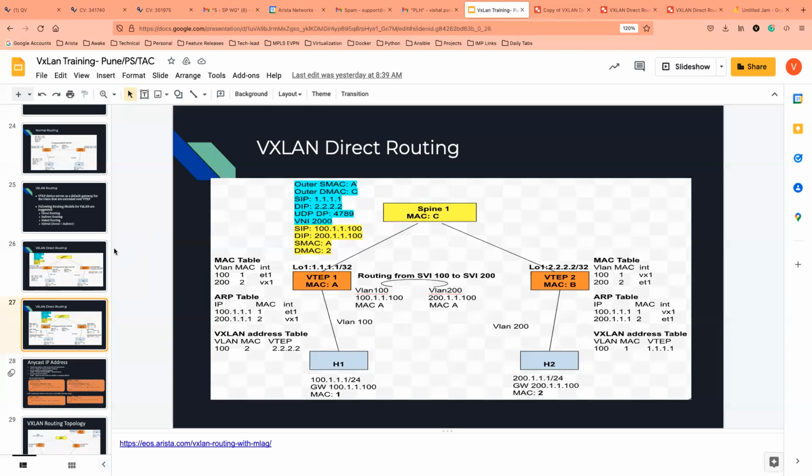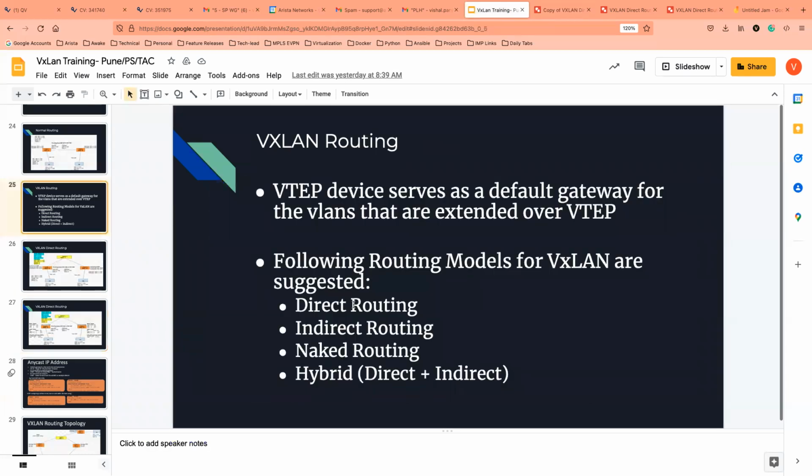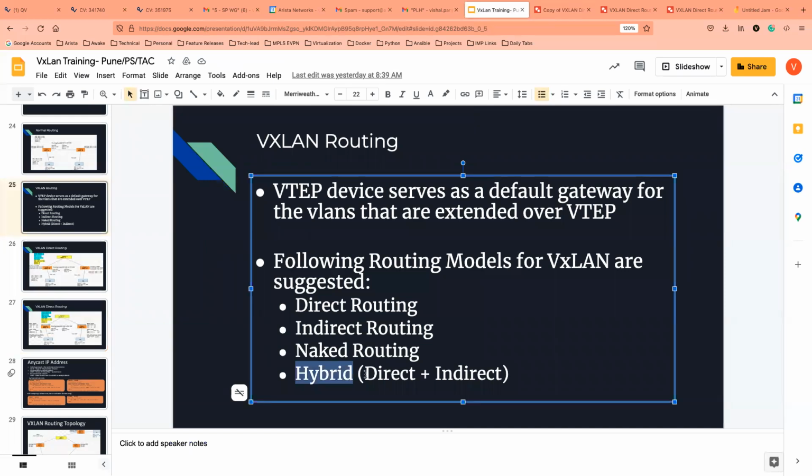So we have 4 different variants: direct routing, indirect routing, naked, and hybrid, or we can also call it centralized routing. So these are 4 different variants. Any question, or if anyone has not understood any point?